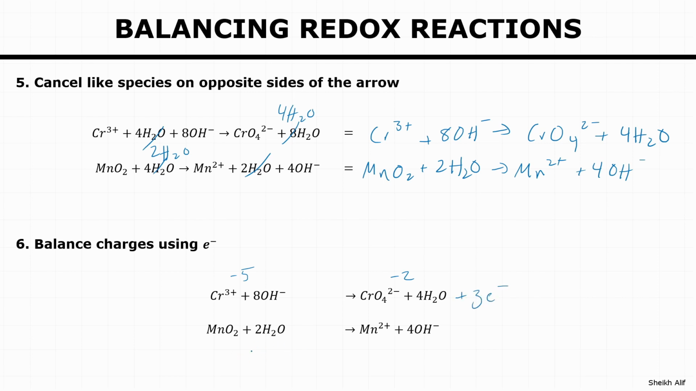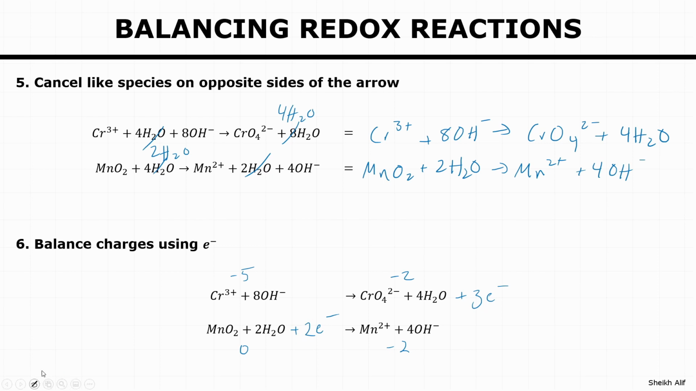And then for our second half reaction, you have a charge of 0 on the left-hand side and a charge of -2 on the right-hand side. Because of that, manganese is 2+, and then you have 4 hydroxides, which are each -1. So 2 minus 4 is -2. And so in order to balance these out, let's add 2 electrons to the left-hand side.